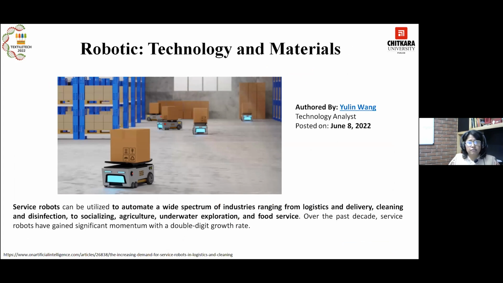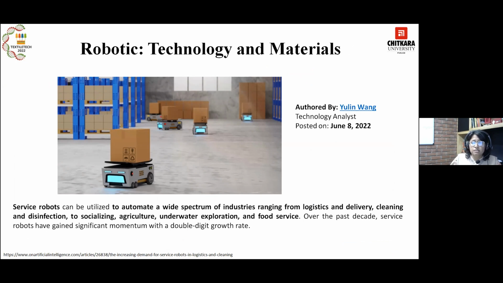Next technology we talk about is robotic technology and materials. In the morning, in the inaugural session and other sessions also, we were talking that the textile industry is advancing very fast. There are so many different types of technologies which are coming in. And yes, this is one of the technologies which is there in the textile industry, maybe at the international platform.